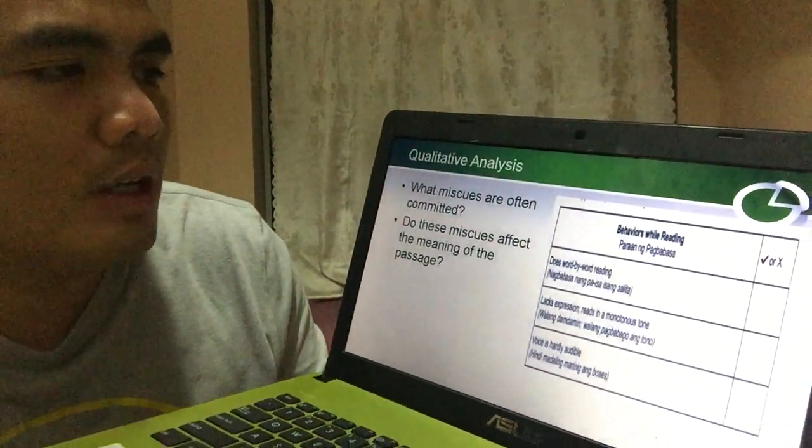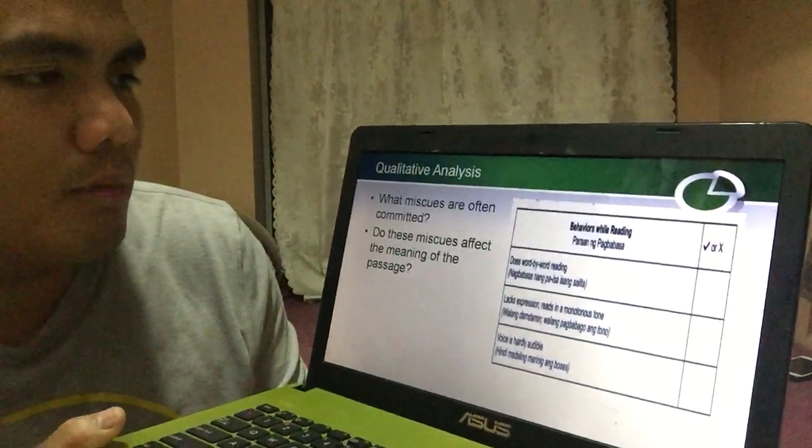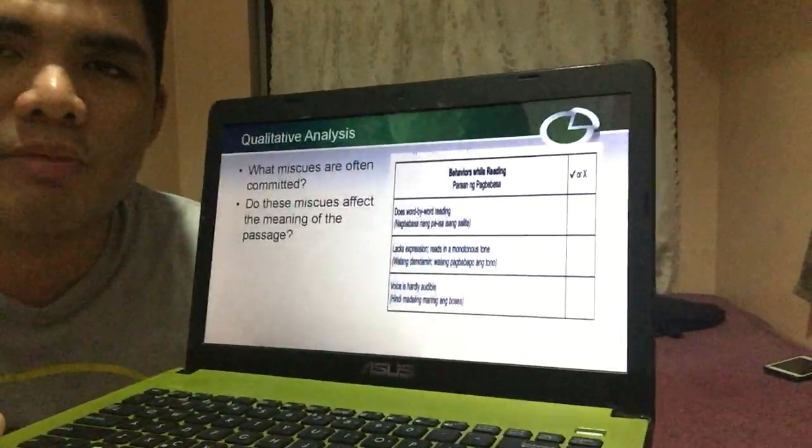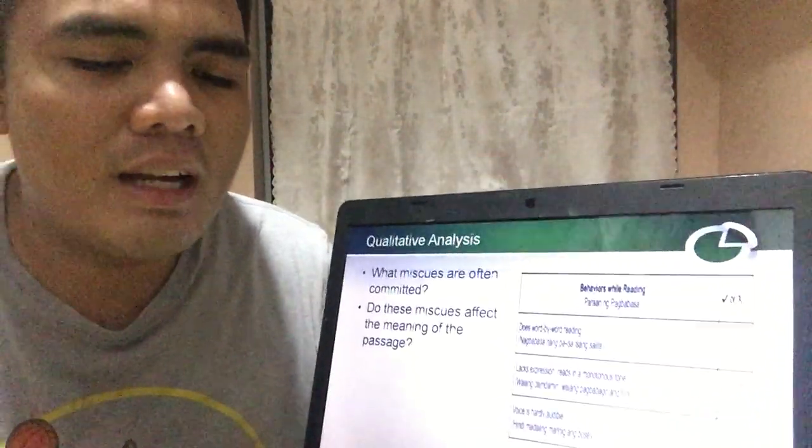And then, qualitative analysis. On to the qualitative analysis. What miscues are often committed? This is more on the assessment of the student. This is more on your assessment of the student.